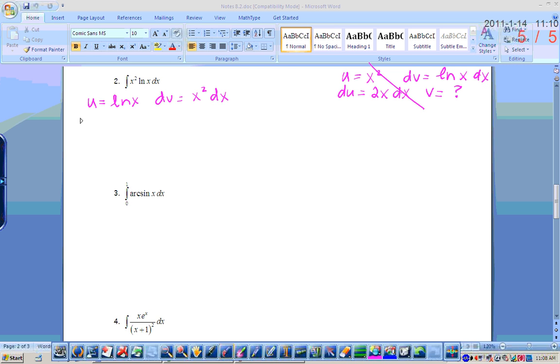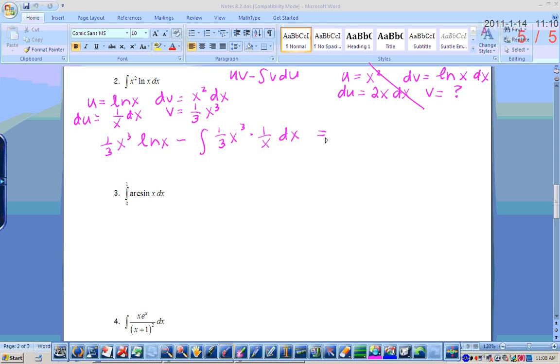All right, so what would du be? Yep, 1 over x dx. And v is going to be 1/3 x cubed. Okay, so we're trying to turn this into uv minus the integral of v du. So uv is 1/3 x cubed ln x minus the integral of v, which is 1/3 x cubed, times du, which is 1 over x dx.